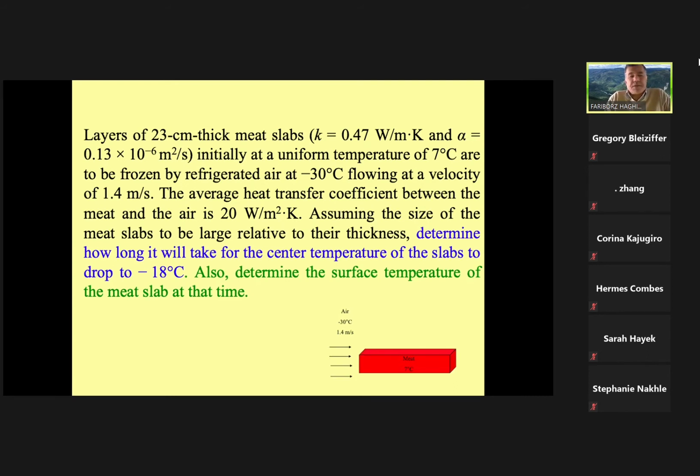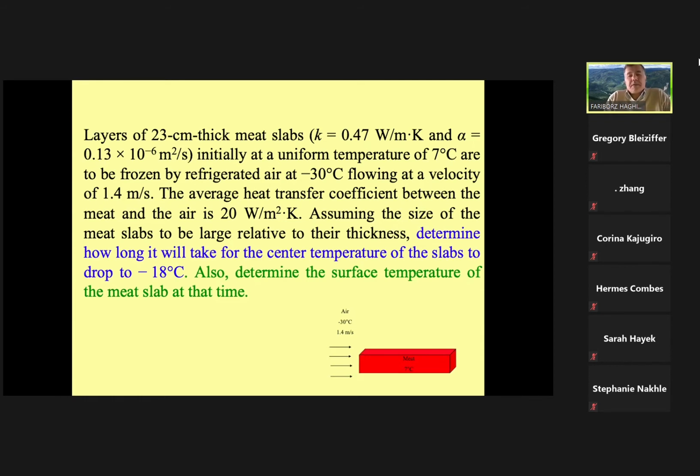Any suggestion? Come on, guys. 44 people over there. There is somebody who can say something. Okay, let's start.